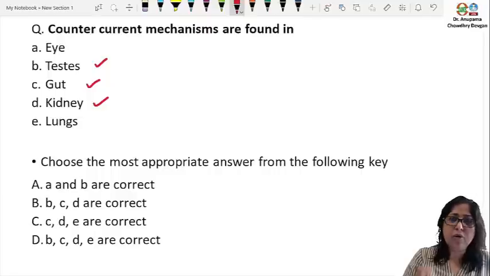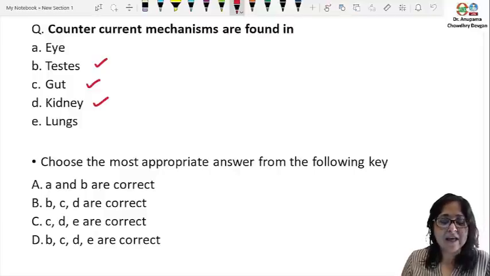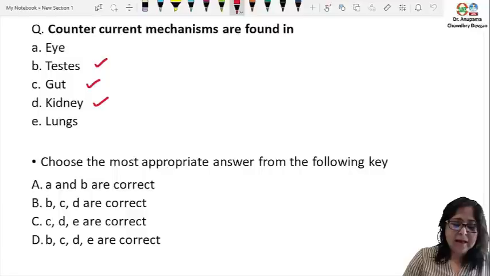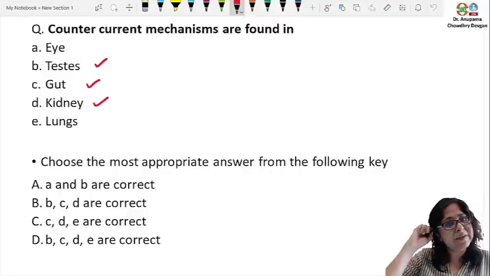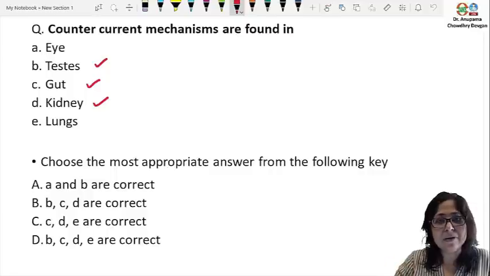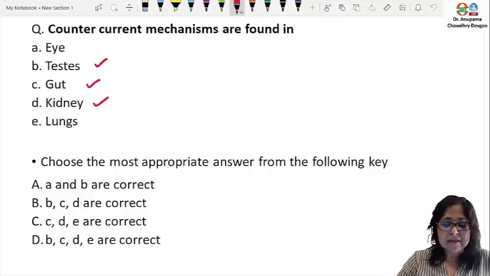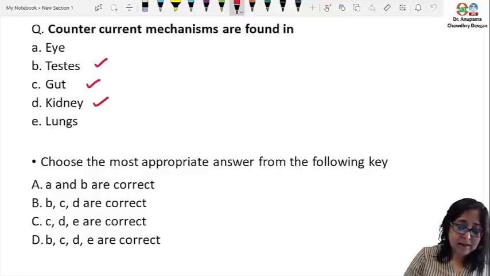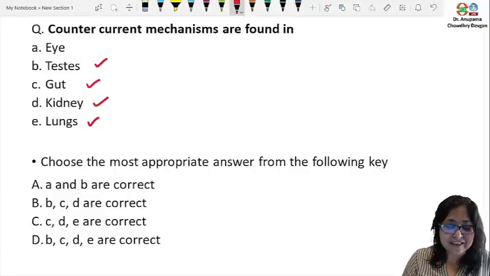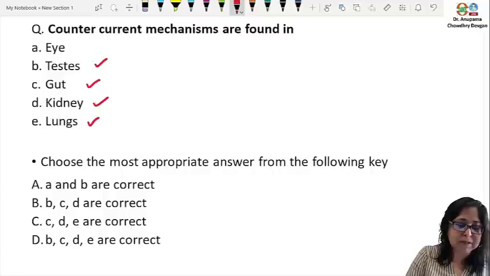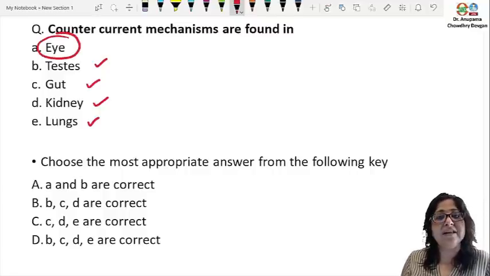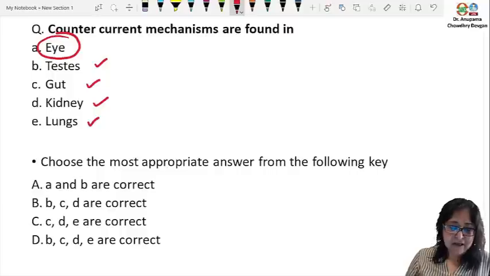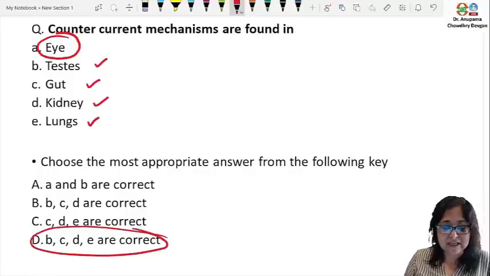Now, I'm not sure whether the lungs were there in the recall or not. One student sent me that lungs was also there in the recall. Lungs, a little controversial, definitely. Lungs, in the case of animals, do have countercurrent mechanisms. Some authors have said, yes, there are countercurrent mechanisms even in the alveoli. So we will have to take this also as a correct option, but option A does not have any countercurrent mechanism. So in this case, if these were the options, then B, C, D, E are correct.